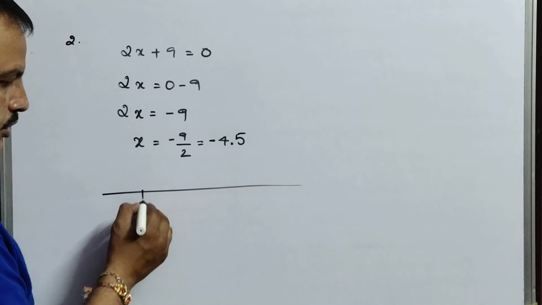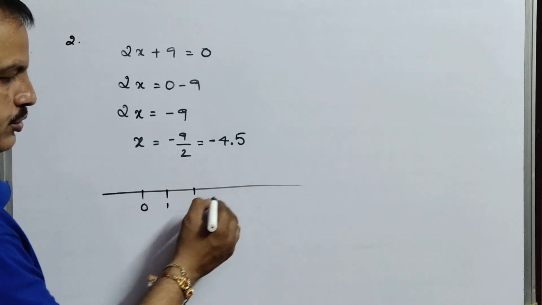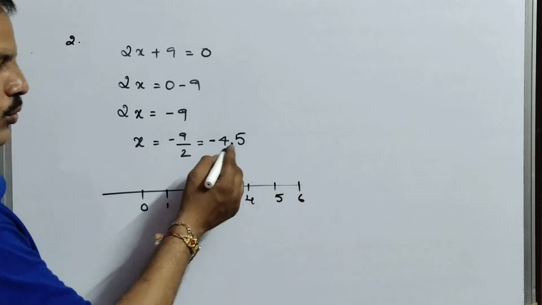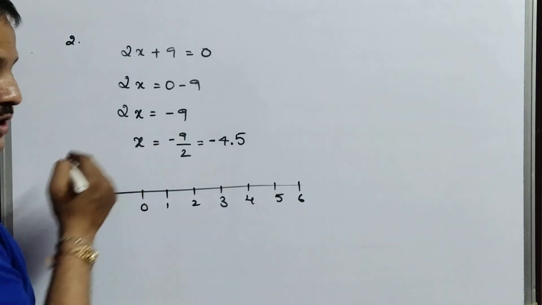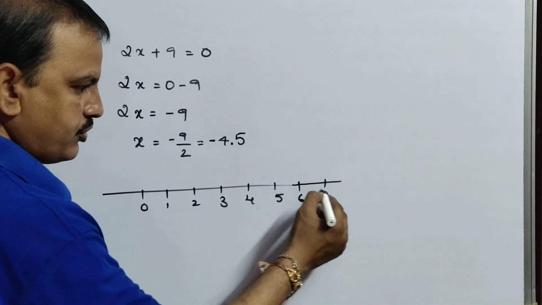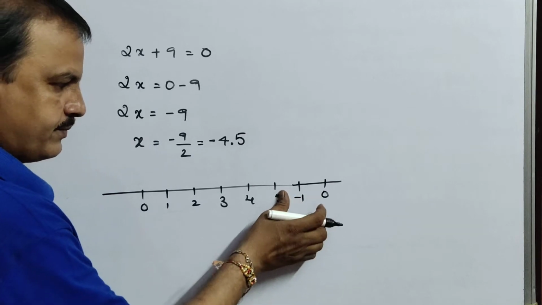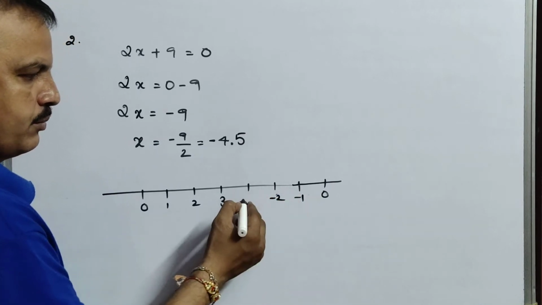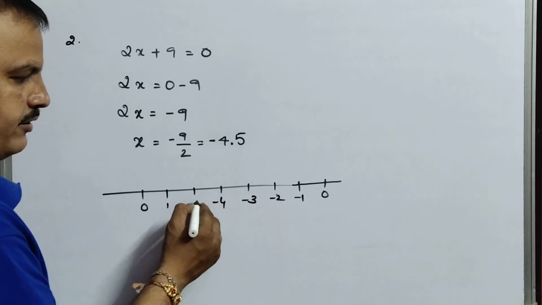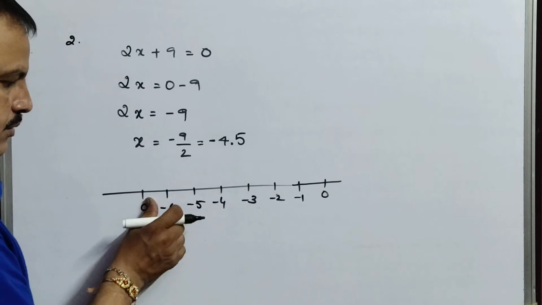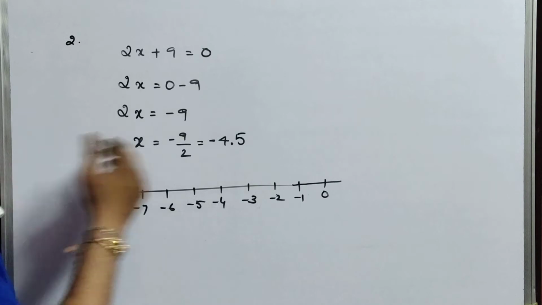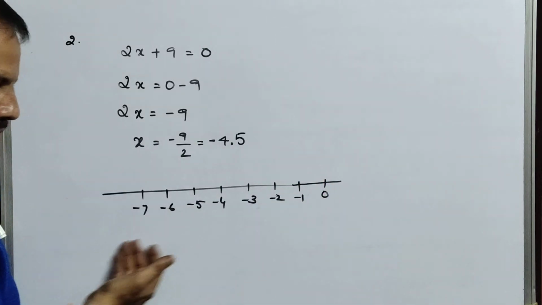Now in one variable what will you do? Draw a line. Okay, 0, 1, 2, 3, 4, 5, 6. But this is negative, so that's why this is not applicable. So do one thing: 0, minus 1, minus 2, minus 3, minus 4, minus 5, minus 6, minus 7. Like that you take, because it is negative. So start from here at 0 and come like this.